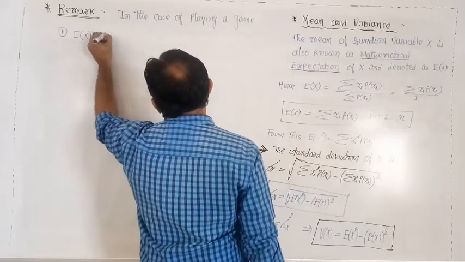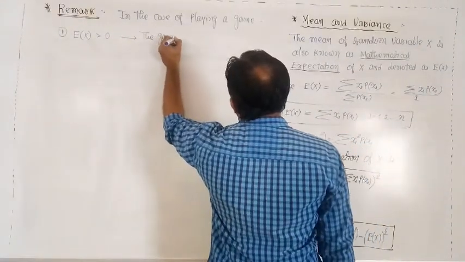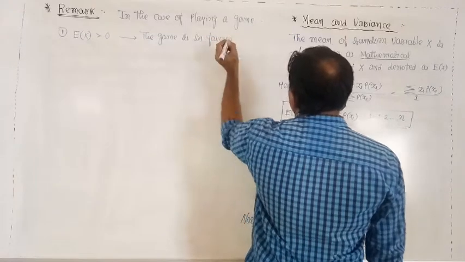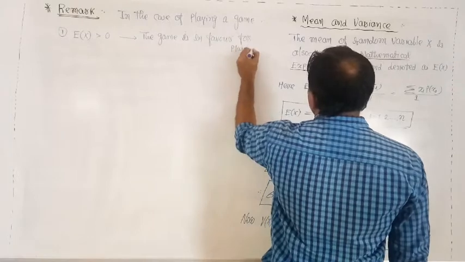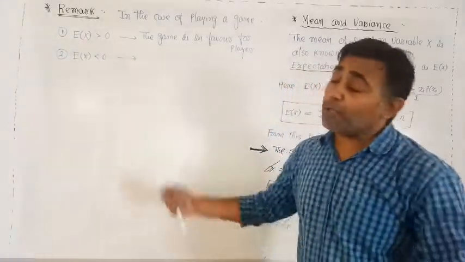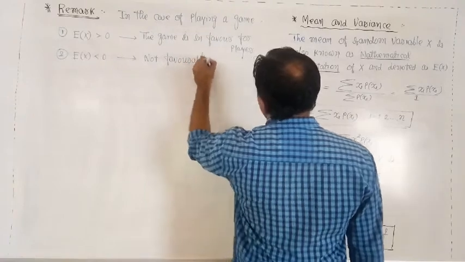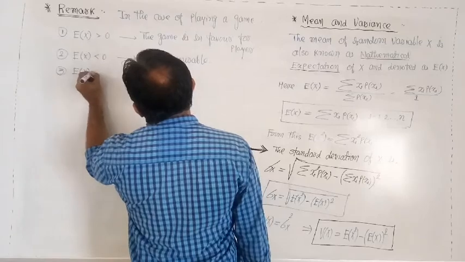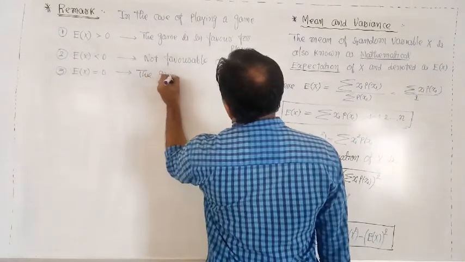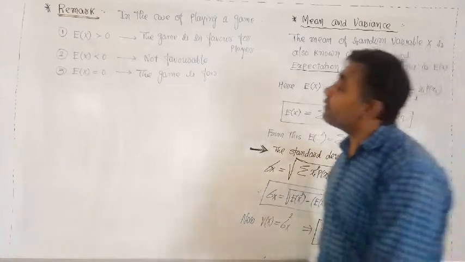first thing, if the expectation of X is greater than 0, then we may say that the game is favorable, or in favor of the player. If the expectation of X is less than 0, then it is very obvious that the game is not favorable, or we may get not favorable results. And if the expectation of X is exactly 0, we say the game is fair. It means it should be tied, or the results related to the game are even.